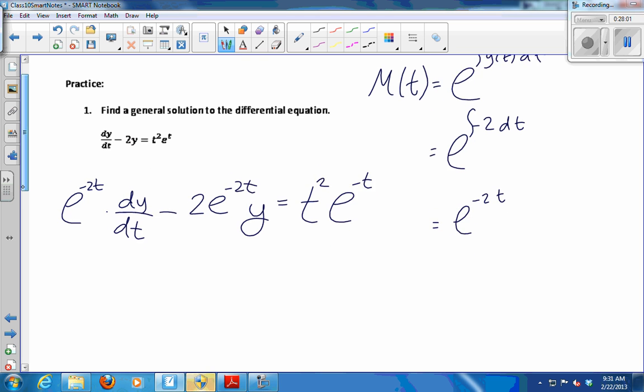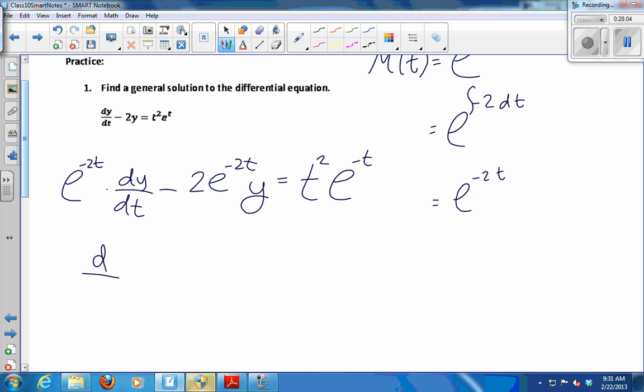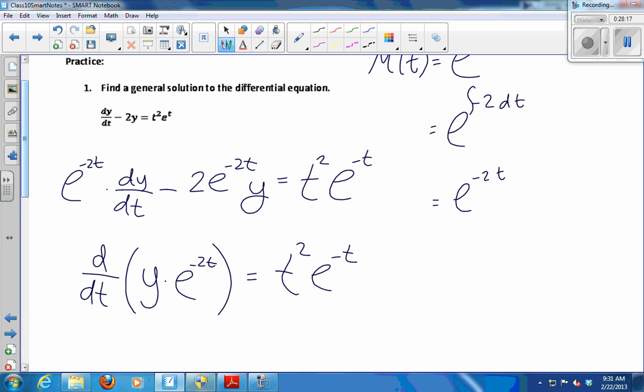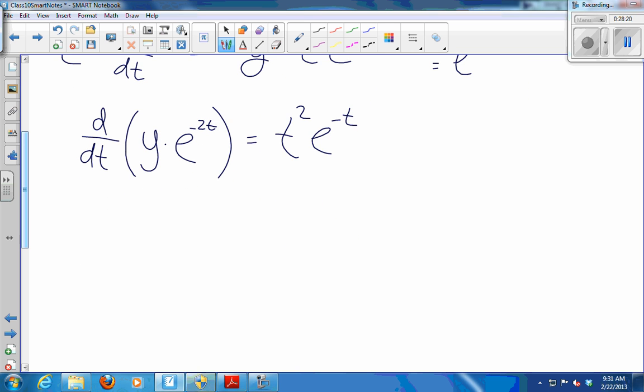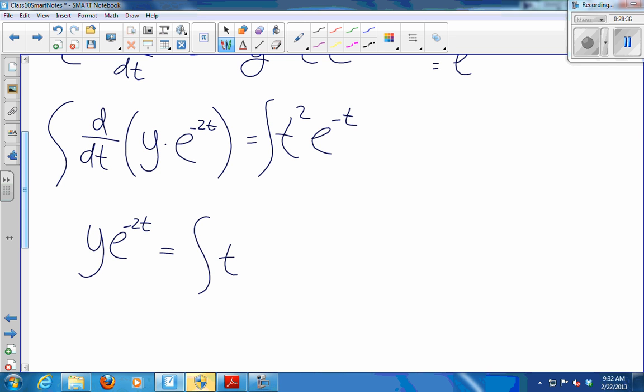Okay, so now recognize the left side of this differential equation as the derivative of the product of y and e to the negative 2t. Okay, so now integrate both sides. And I have y e to the negative 2t equals the integral of t squared times e to the negative t dt, which is going to necessitate doing by parts twice. So let's just do it on another slide and we'll leave this one clean and come back and put the answer in once we have it.